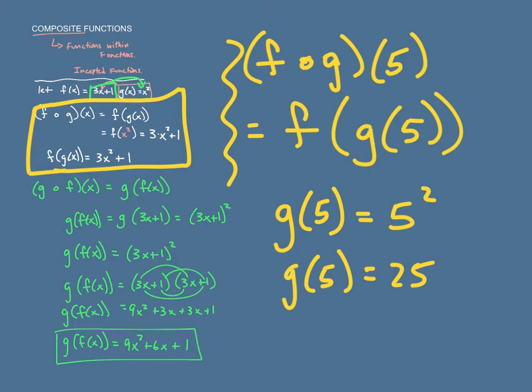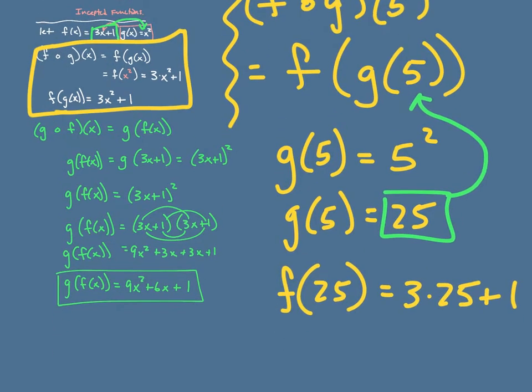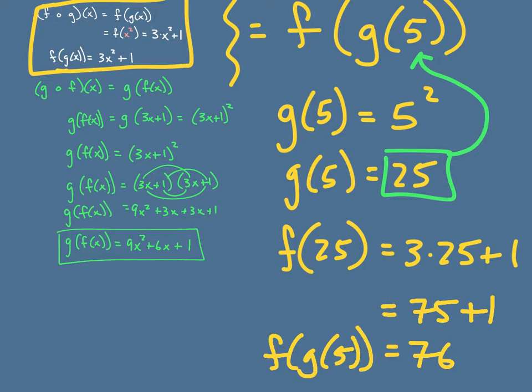Now, because we're finding f of g of 5, and g of 5 is equal to 25, I want to take this and substitute it back in here. So the next thing I could do is find f of 25, and plug this into my function for f. So this is going to be 3 times 25 and then plus 1. That gives 75 plus 1, which gives us 76. So f of g of 5, when I evaluate that composite function, I get 76.